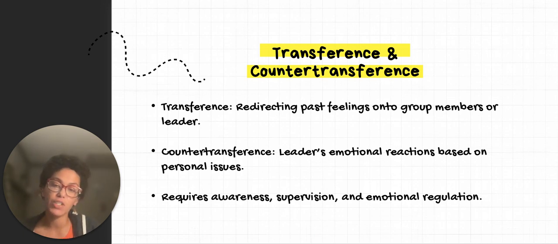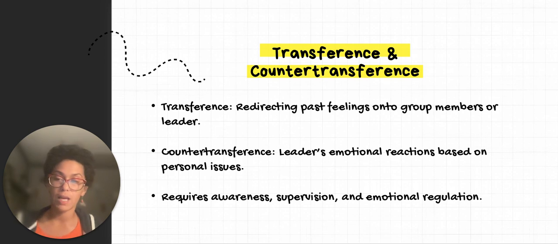Transference and countertransference are important dynamics to understand in group therapy as well as individual therapy. So transference refers to the unconscious redirection of feelings from one person to another, often from past relationships to group members or to the leader. So a member may project feelings of anger, love, or distrust onto another person in the group based on a past experience. Countertransference is the emotional reaction of the group leader to the group members. So often it's due to the group leader's unresolved issues.